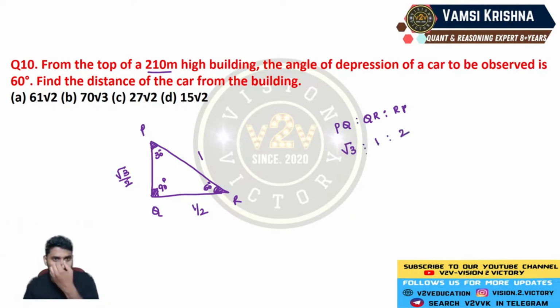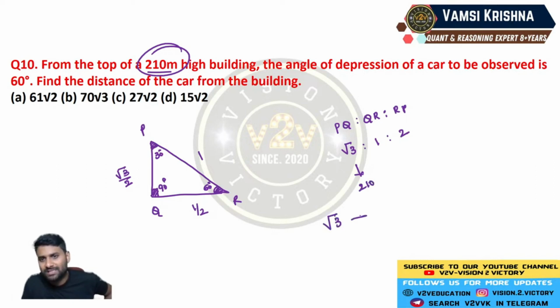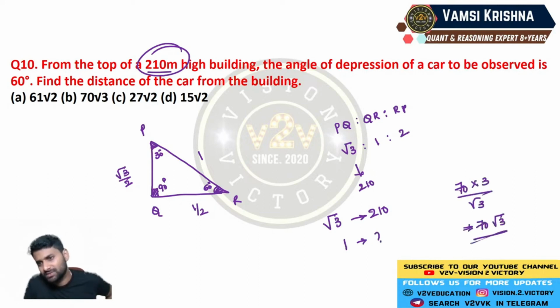Now the question, what is the distance of the car from the building? They already gave the PQ value, because the height of the building is 210. See, if root 3 units is exactly equal to 210, we should identify the distance from the car to the building. Car from the building means QR, we should identify that. 1 unit is how much? So 70 into 3 divided by root 3. Now your answer should be 70 root 3. So if you know the sine rule, you can save your time.